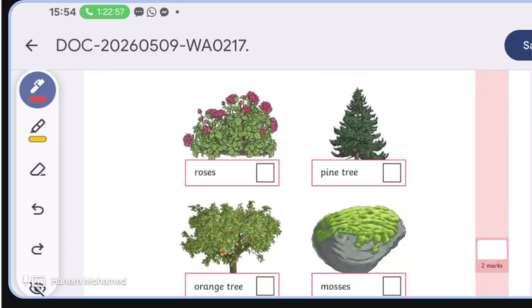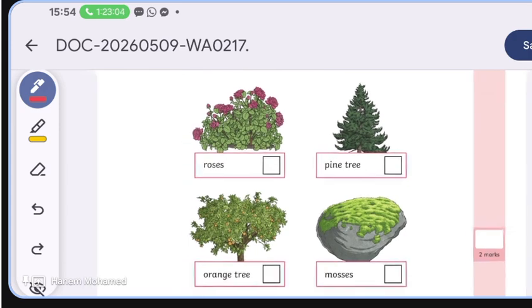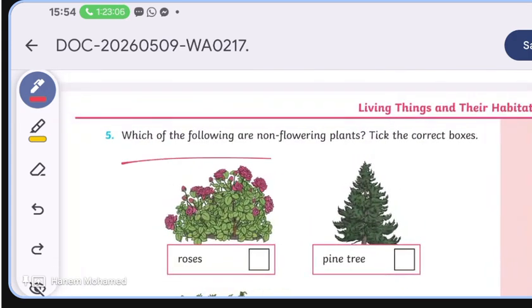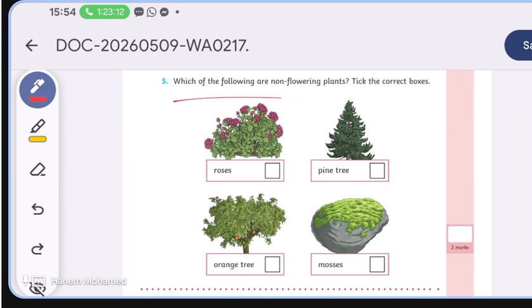So Jaida, we have roses, pine tree, orange tree, and mosses. So what is the question? Which of the following are non-flowering plants? Remember in year 5? So which one is non-flowering? We have only 2 non-flowering. You cannot see fruits, you cannot see flowers. Which one can you not see flowers on? You cannot see fruits.